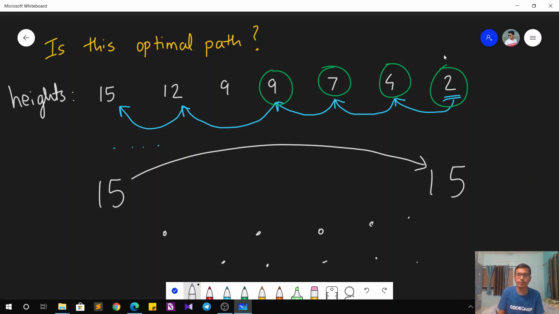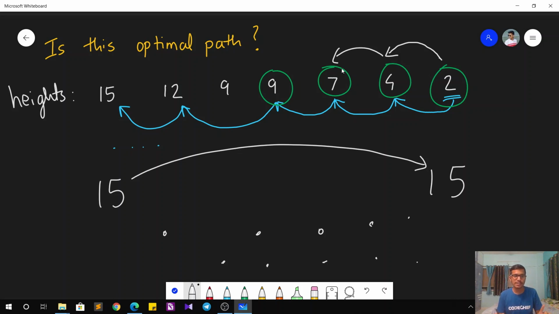That is, we are looking from right to left, and we are looking for elements that are greater than the current maximum. So the current maximum was 2, then we went to the next maximum, that is 4. Then we went to the next element which is greater than 4, that is 7, and so on. So that gives us the total count of how many jumps we are going to make.